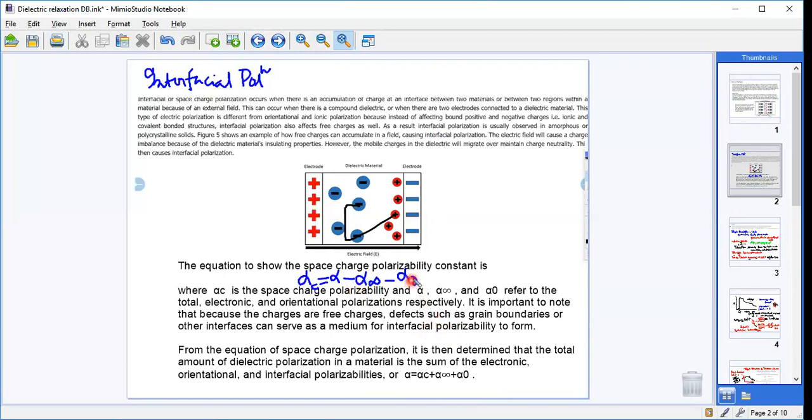or other interfaces can serve as a medium for interfacial polarizability to form. From the equation of space charge polarization, it is then determined that the total amount of dielectric polarization in a material is the sum of the electronic, the orientational and the interfacial polarizabilities. So this is a very important expression.